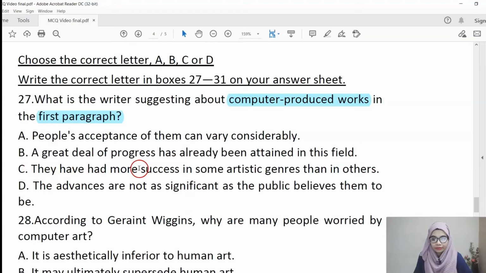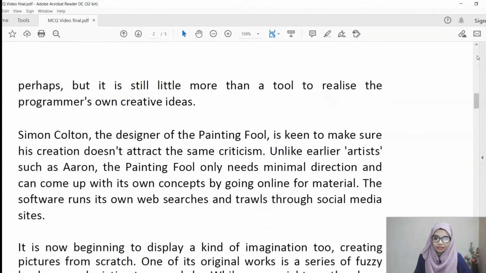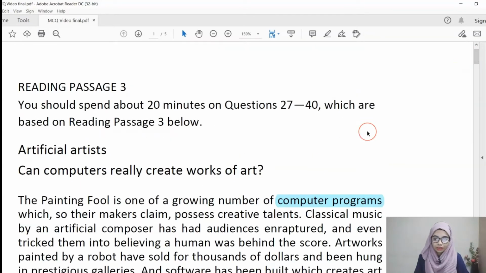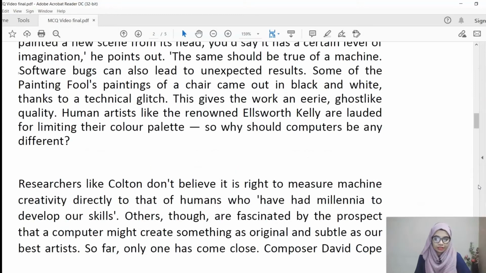Now, number C, they have had more success in some artistic genres than in others. Let me go back and see. Possess creative talents, classical music. Okay, so this is one genre that it is talking about. Audiences enraptured. Painted by a robot, sold for thousands of dollars, hung in prestigious galleries. Creates art that could not have been imagined by the programmer. So no, the writer only mentions one particular genre, which is classical music in this case.